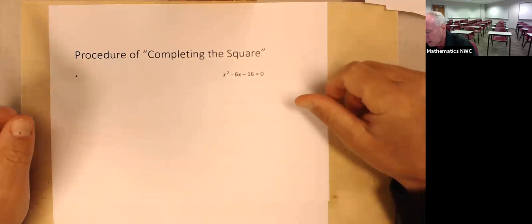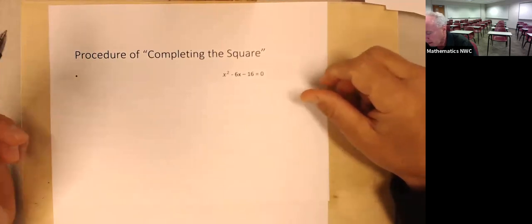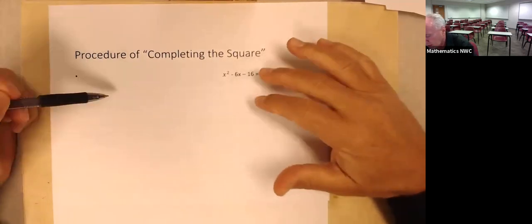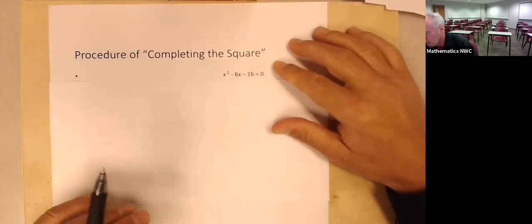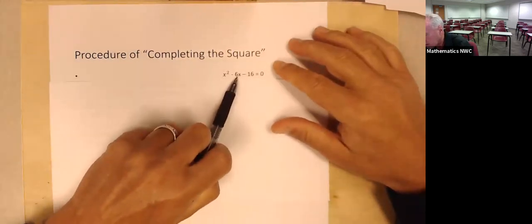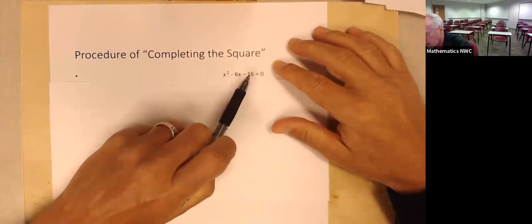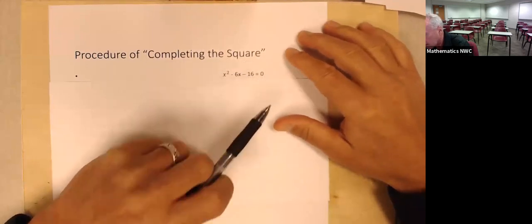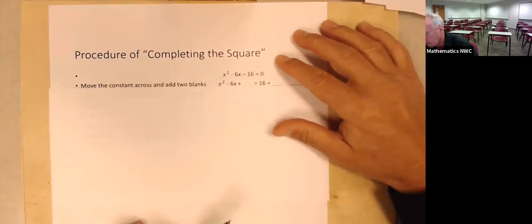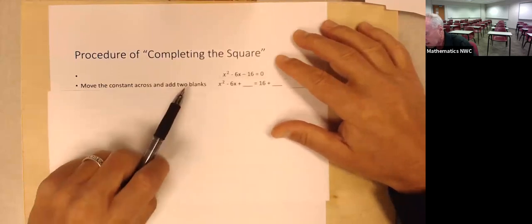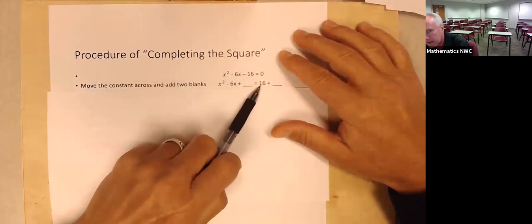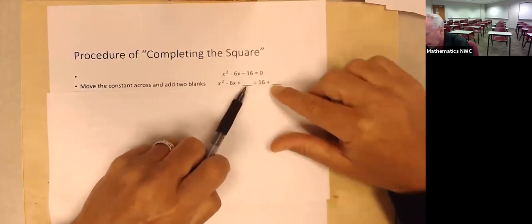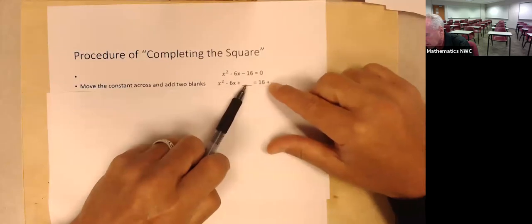This is that same equation multiplied out. But now I'd like you to learn these next steps, okay? The first thing I'm going to do is isolate the x terms, which means I'm going to bring the 16 across, and I'm going to add two blanks. So I took this negative 16, moved it over, made it a positive, and I'm going to add two blanks.